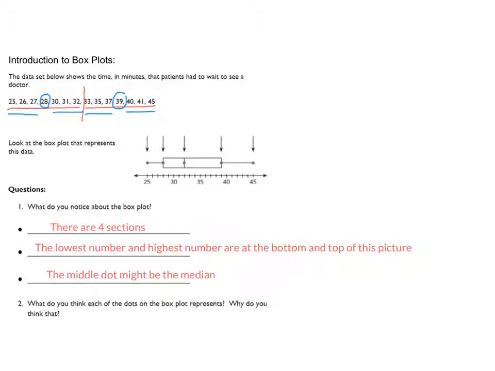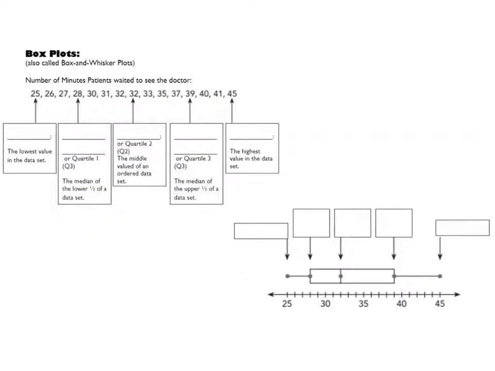So go ahead and turn to the next page, please. All right, so this box plot, sometimes also called a box and whisker plot, is based on 5 important numbers from a set of data. So the first number is the lowest value, also called the minimum.